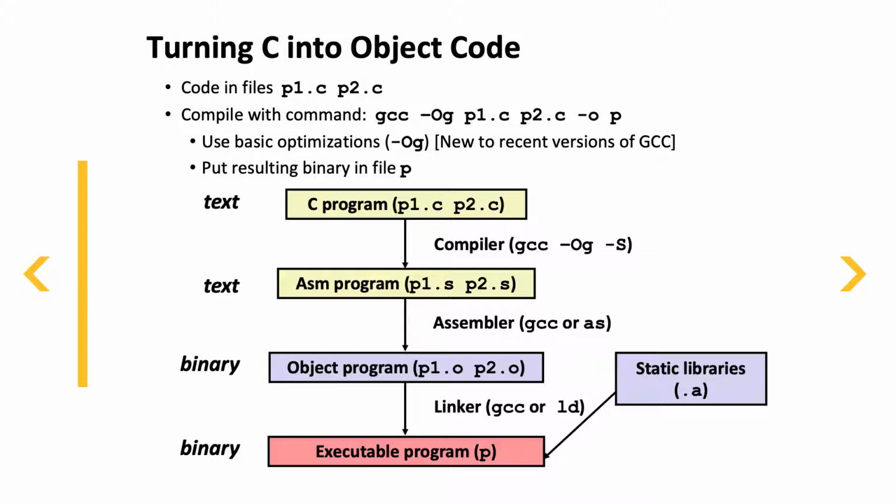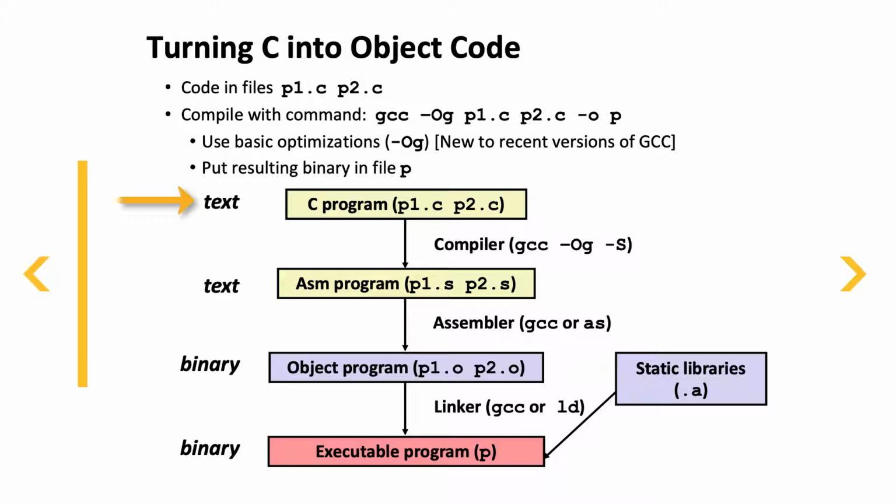So let's say we have code in files called p1.c and p2.c. We're going to compile that with GCC. Now we can use -Og, which is not very new anymore, but this says use basic optimizations. Don't go nuts. Don't use our standard level of optimizations. Then we specify our input files, p1.c and p2.c. And then this little -o tells us the executable is just going to be called p.